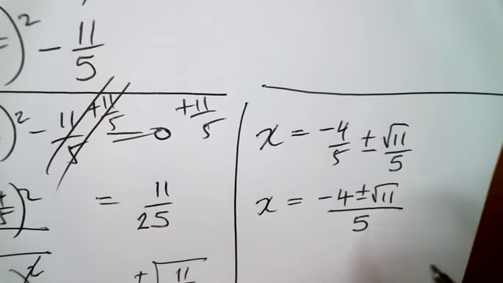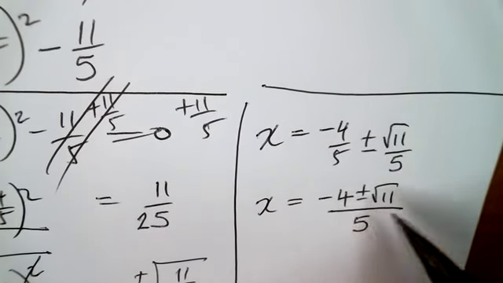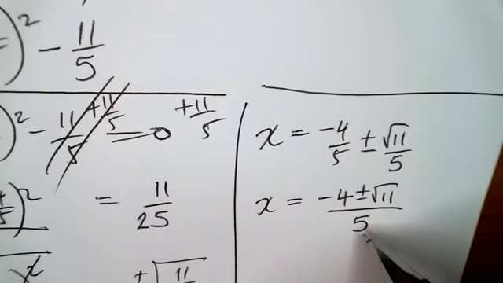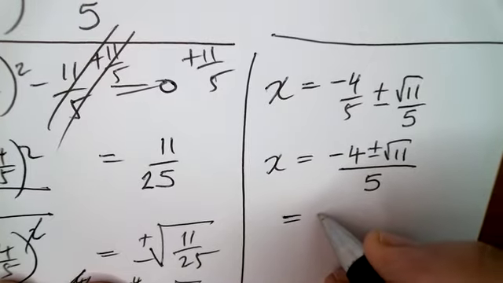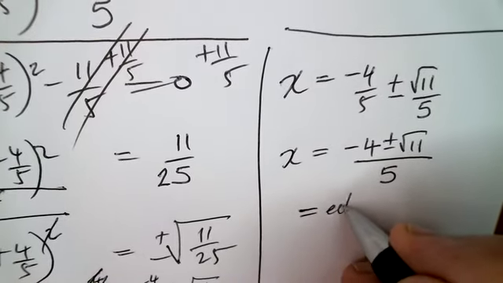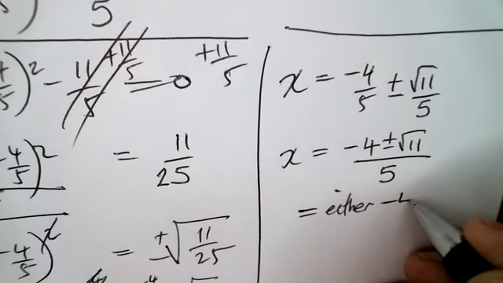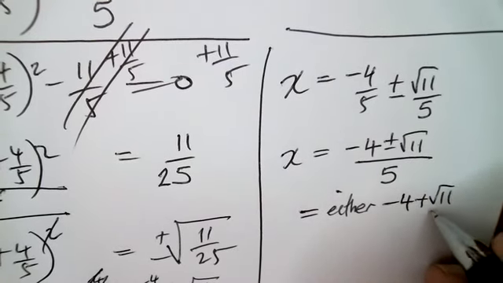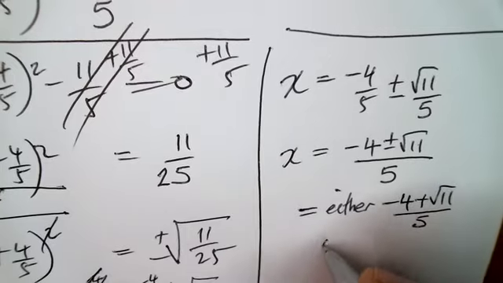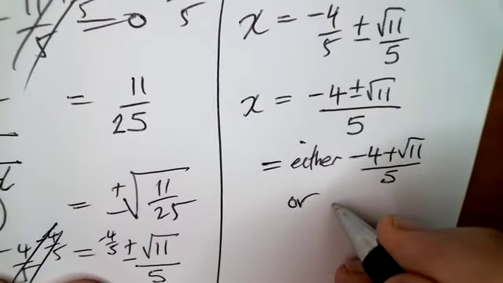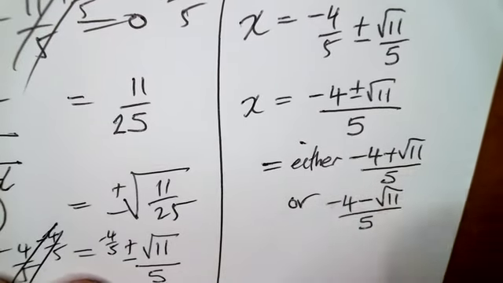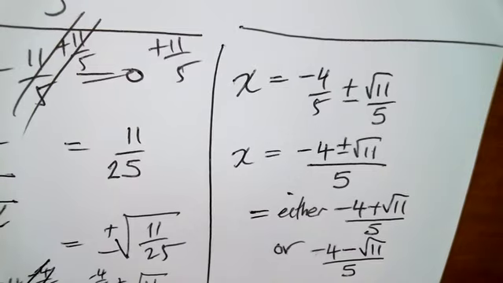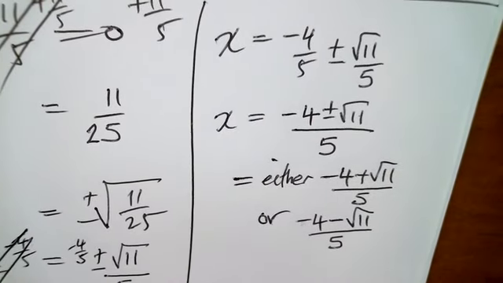So when I tease that out, I'm going to do once with negative 4 plus root 11 on 5. So I can rewrite this. I'm going to say equals, I can put either negative 4 plus root 11 on 5, or negative 4 minus root 11 on 5. And of course, you can come up with a decimal answer if you wish to put it in that form. But that would be how you would do it.